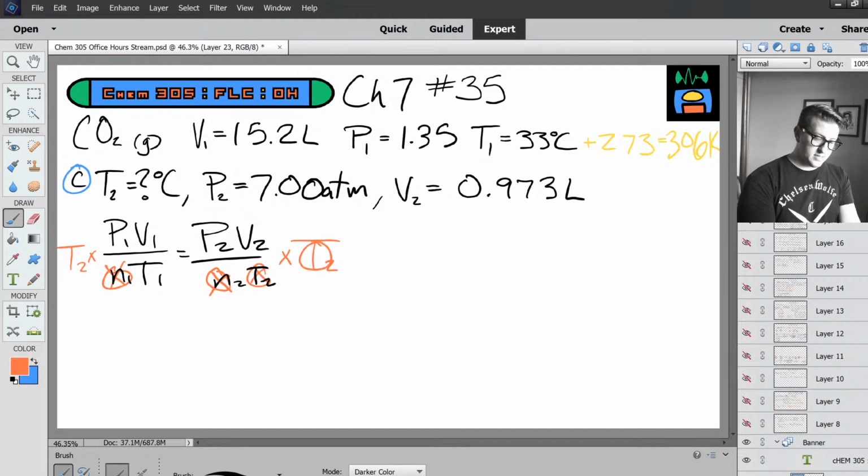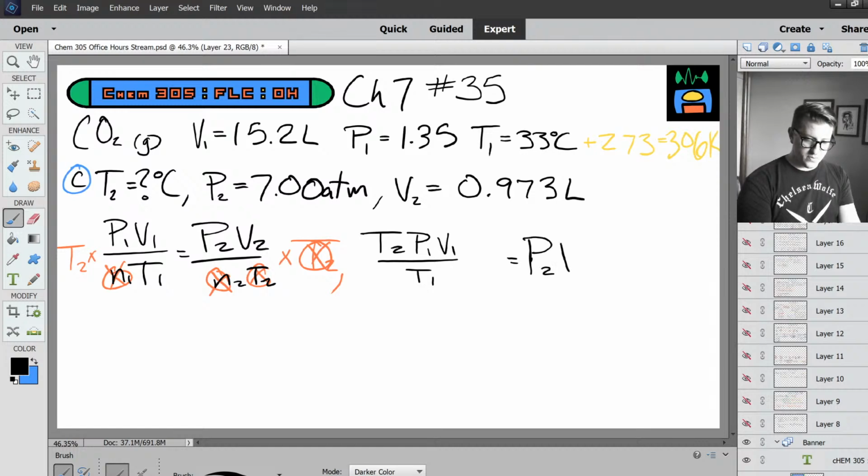Multiply both sides by T2. So we get T2 times P1 V1 over T1 is equal to just P2 V2. We still need to isolate T2 on one side of the equation. So we multiply by T1 over P1 times V1, so everything cancels over here. Multiply this side by T1 over P1 V1.